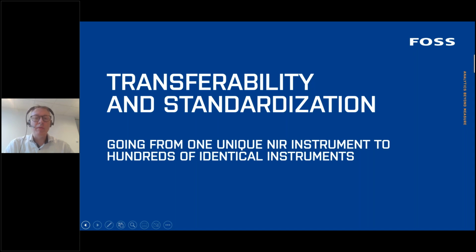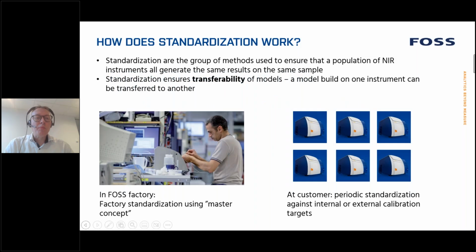with certain examples. So basically, standardization is the group of methods that we use to ensure that a population of instruments will all generate the same results on the same sample. And standardization is what ensures the transferability of the models, so that you can actually build a model on one or a few instruments and then transfer them to other instruments and use them right away.